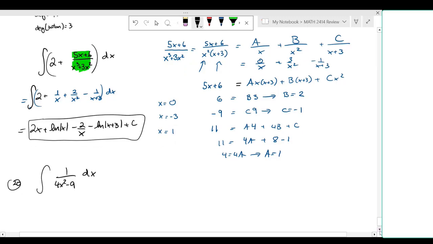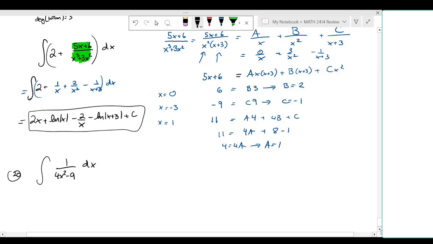Cool. So this is still partial fractions, right? I guess you could try using trig sub if you wanted to, but let's factor the denominator. I believe this is a difference of 2 squares. So this is like 2x squared minus 3 squared. And so that factors into a product of conjugates. So we get 2 linear factors.